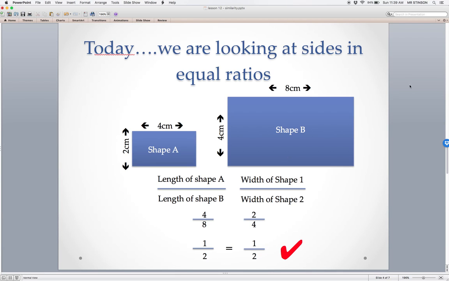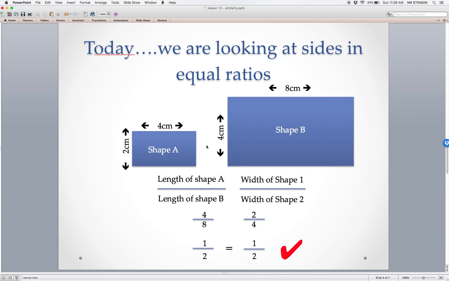So, today we're not going to be looking at equal angles in similar shapes. We're going to look at equal ratio of sides. Now I've drawn these two similar shapes here, shape A and shape B. They are similar rectangles, to help you understand what I mean by sides that are in equal ratio to each other.